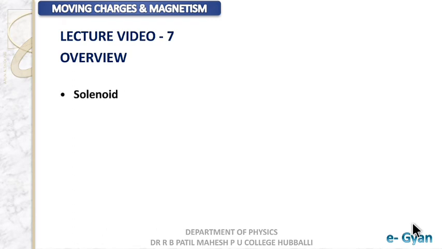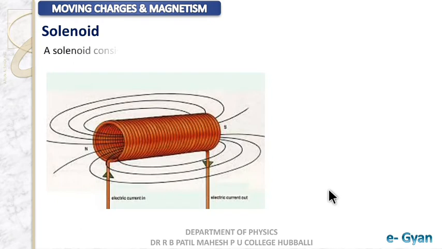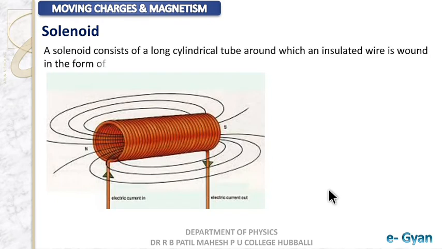Today we shall study solenoid and we shall apply Ampere circuital law to the solenoid to study magnetic field inside the solenoid. Let us begin with it. Solenoid. It is a long cylindrical tube around which an insulated wire is wound in the form of a helix.